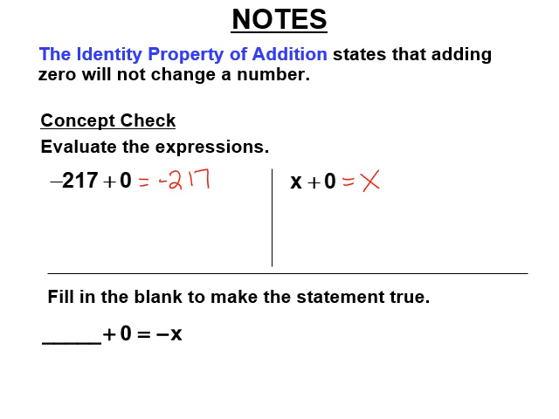Fill in the blank. Well, the only number that can go in that blank is -x, or the opposite of x, right? Because blank plus 0 equals -x. The only thing that can go there is that. Nothing else will make that statement true.